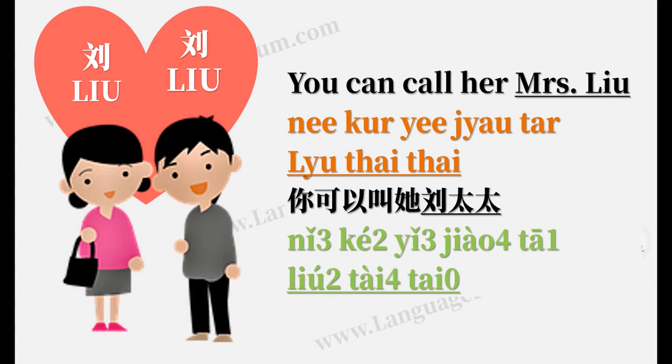你可以叫她刘太太。你 is you. 可以 is can or you may. 叫她 call her. 刘 the surname, 太太 is Mrs. You can replace it with the preferred surname and 太太 Mrs. Let's try it. 你可以叫她, the person's surname, 太太. 你可以叫她刘太太. You can call her Mrs. Liu.